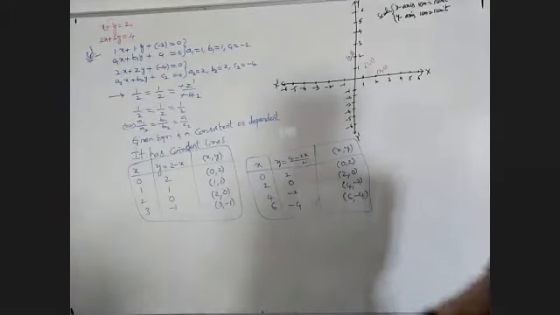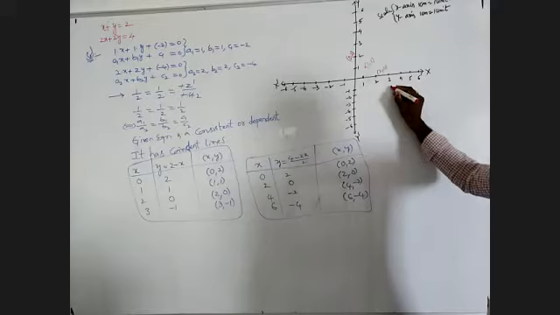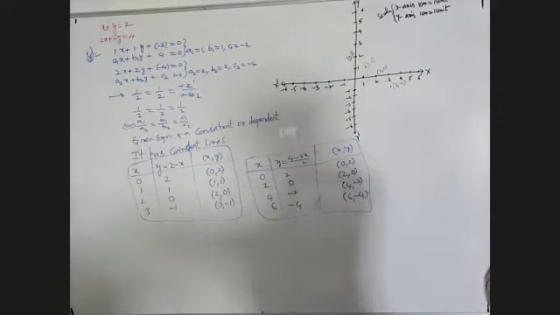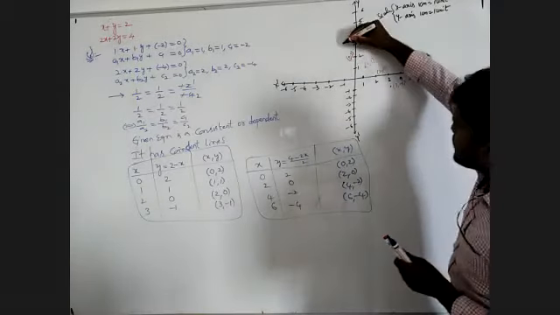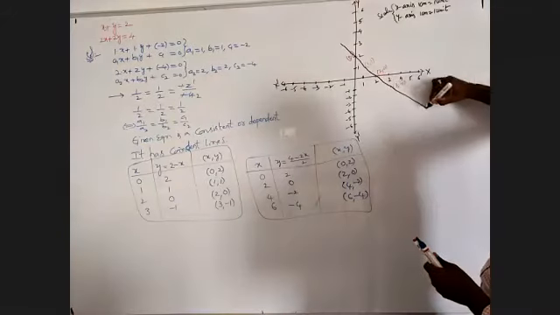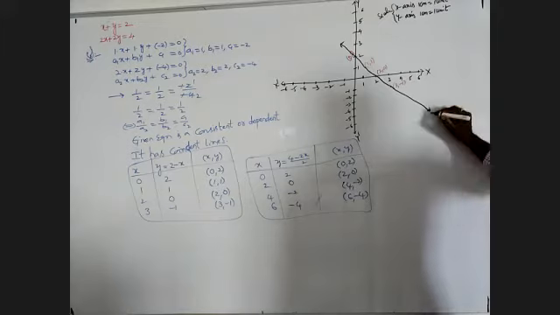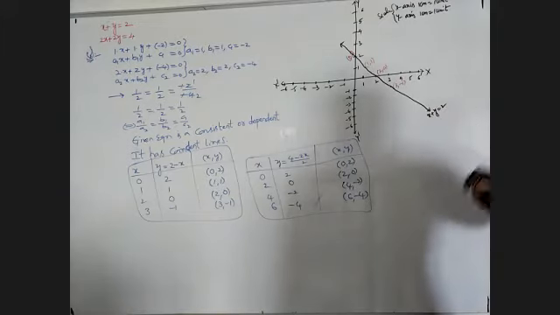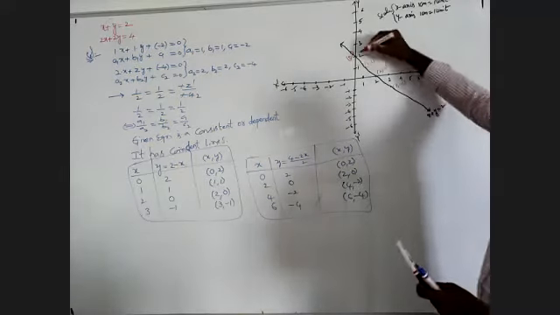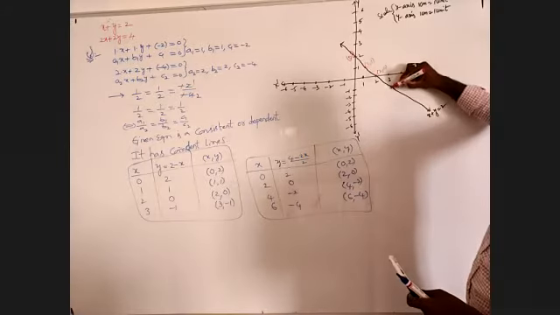After that I have to take 3, minus 1. This is 3, this is minus 1. That I have to take, this is 3, minus 1. This is the first line. Draw this line using a scale. The name of this line is x plus y is equal to 2. The points are 0, 2, 1, 1, 2, 0 and 3, minus 1.